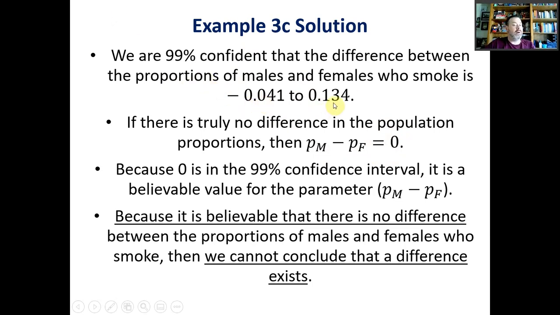Now, if this interval had all positive values, then that would tell us that males do smoke more. If it had all negative values, that would tell us that females do smoke more, with 99% confidence.